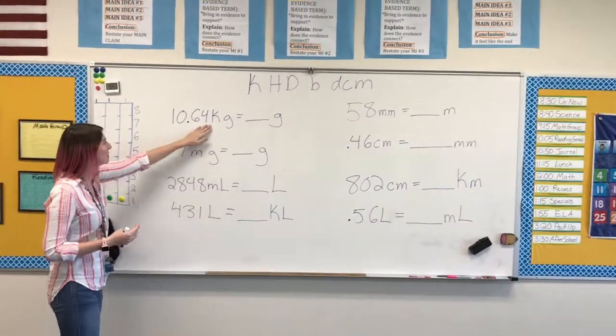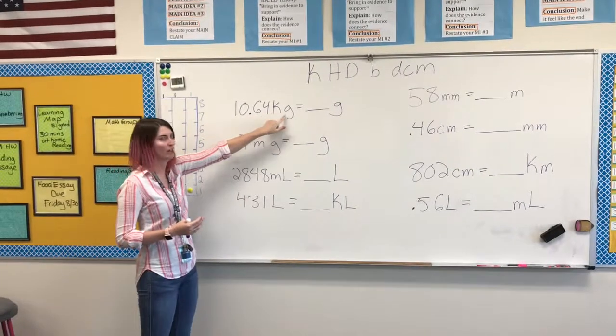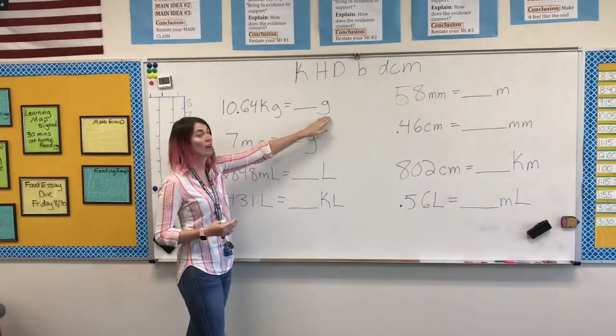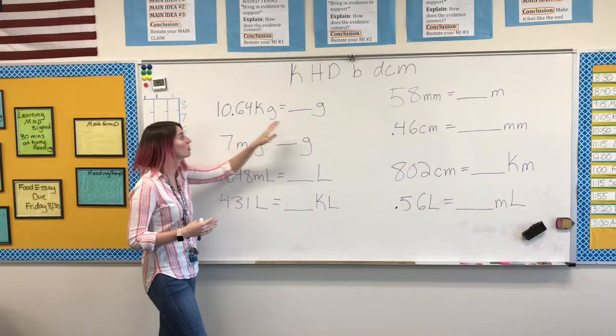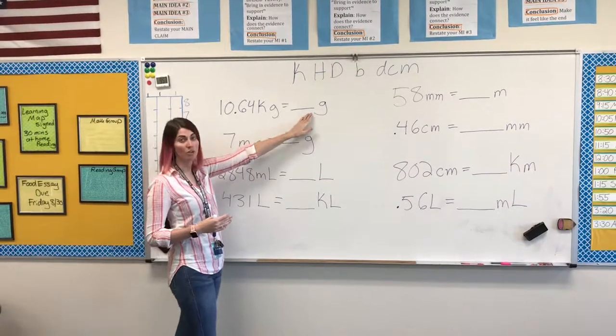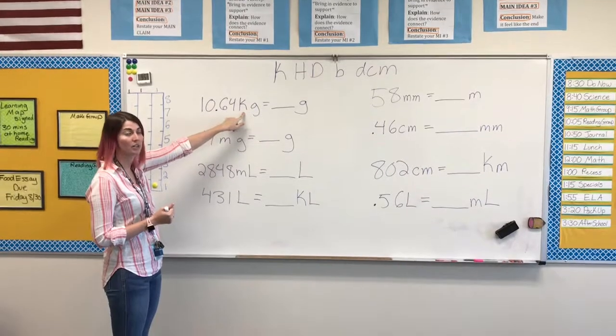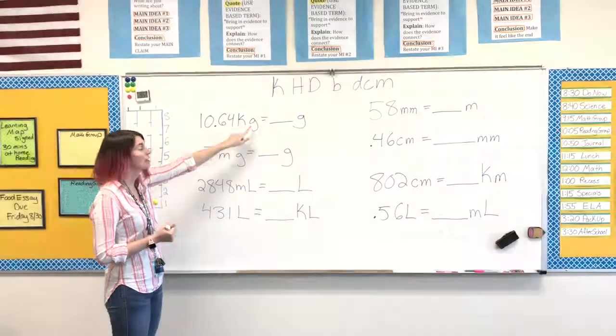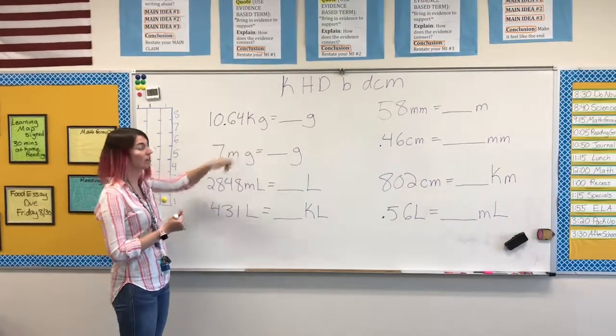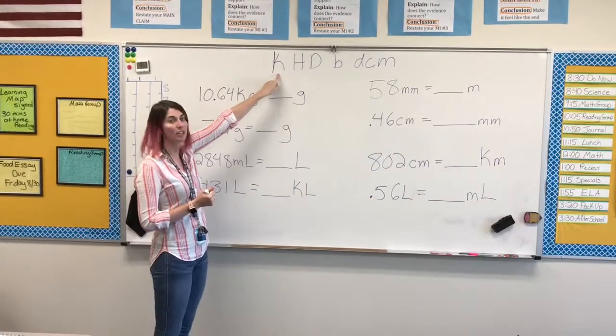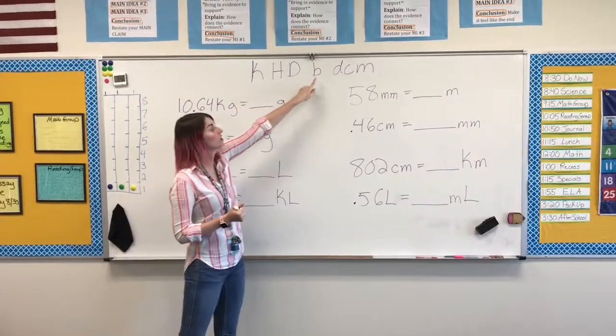So starting right here, we have 10.64 kilograms, and we're converting them into grams. Remember, in conversions, we go from what we know to what we don't know. So here, I'm starting with what I know, which is kilograms. Grams is my base unit. Kilograms is where I'm going to start. K is my kilograms, and I'm going to the base unit.